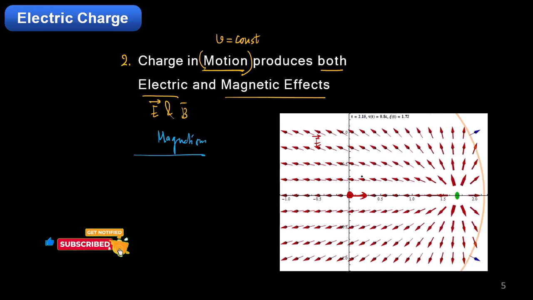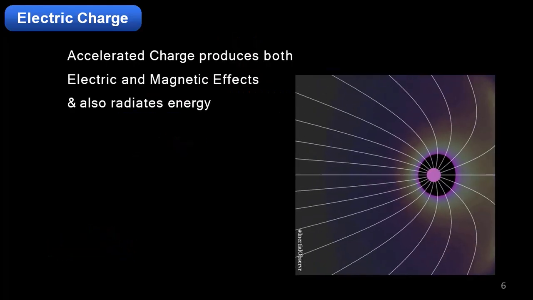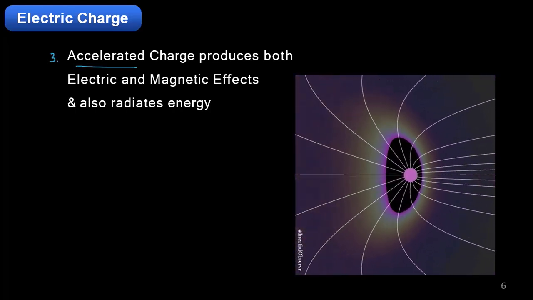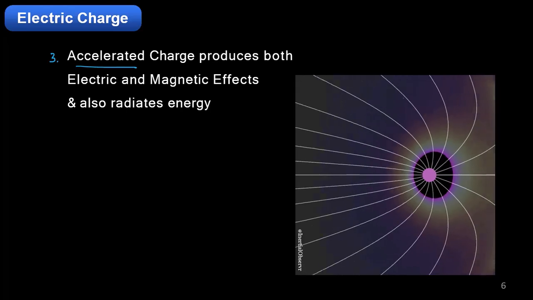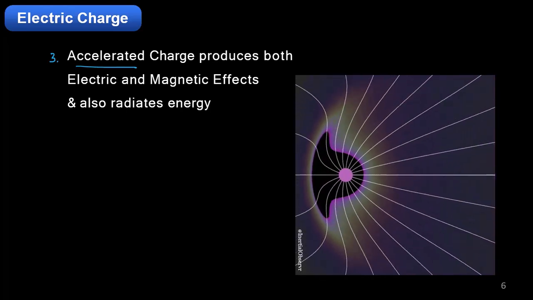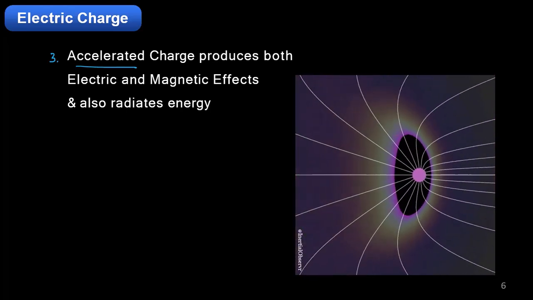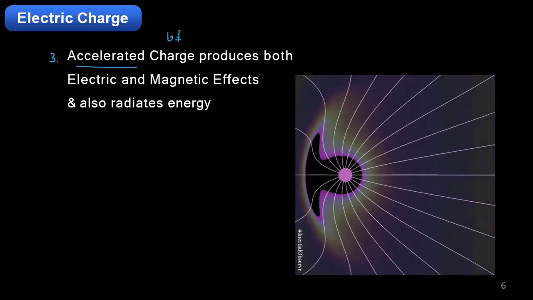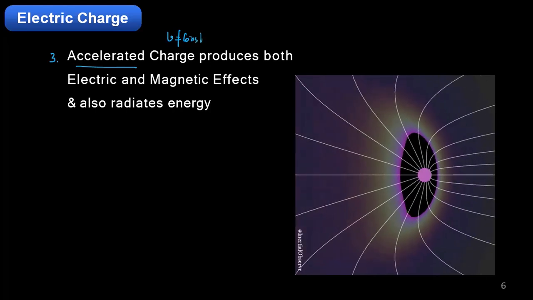And the third one is the movement of the charge when it is accelerated. The second part was the movement of the charge when the charged particle is moving at constant speed. Now we discuss the accelerated charged particle. Accelerated charged particle means what? Now the velocity is not constant, so it is moving with some kind of acceleration.